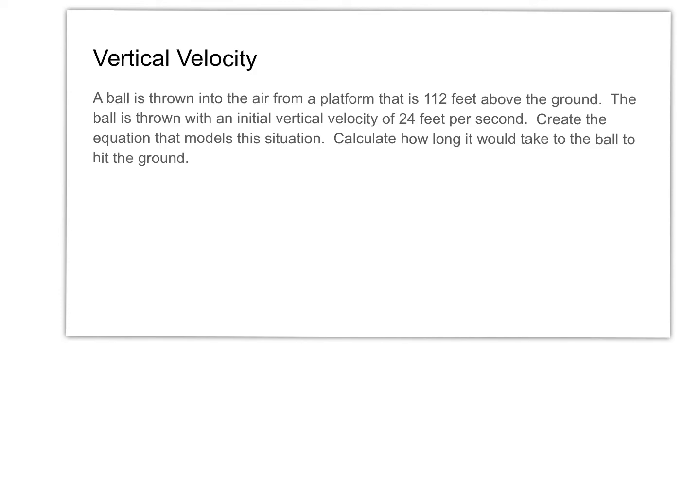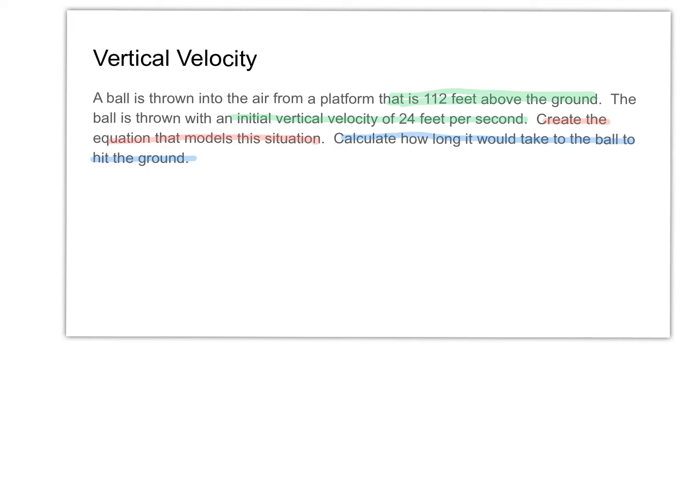All right, so we start. We read this question again. A ball is thrown into the air from a platform that is 112 feet above the ground. So that's important. So we highlight it. The ball is thrown with an initial vertical velocity of 24 feet per second. Also important. Okay, here's where our problems come in. Create the equation that models the situation as part 1. Calculate how long it would take for the ball to hit the ground. So we have a two-part problem here.